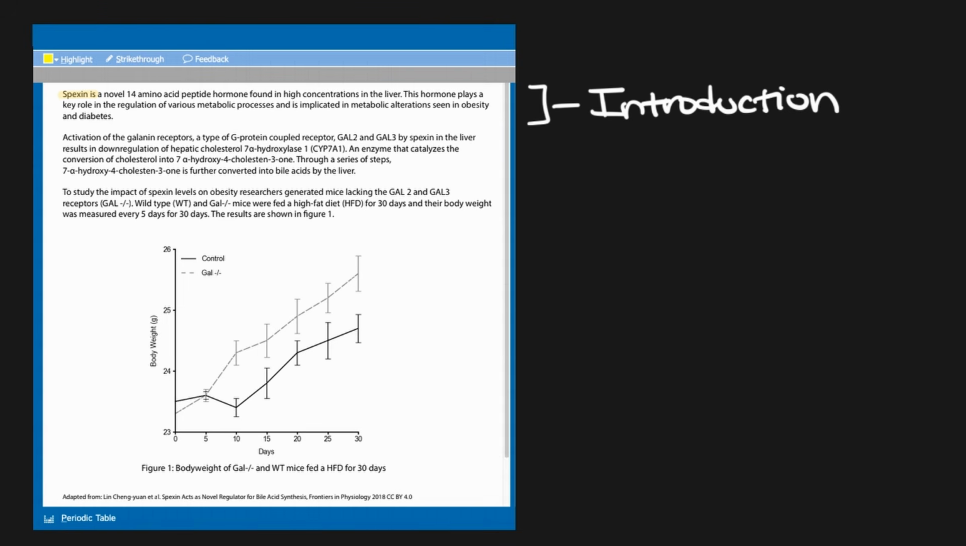This next paragraph says, activation of the gallin receptor, a type of G protein coupled receptor GAL2 and GAL3 by spexin in the liver, results in downregulation of hepatic cholesterol 7-alpha hydroxylase 1, an enzyme that catalyzes the conversion of cholesterol into whatever that mess is. Through a series of steps, that mess is further converted into bile acids by the liver.